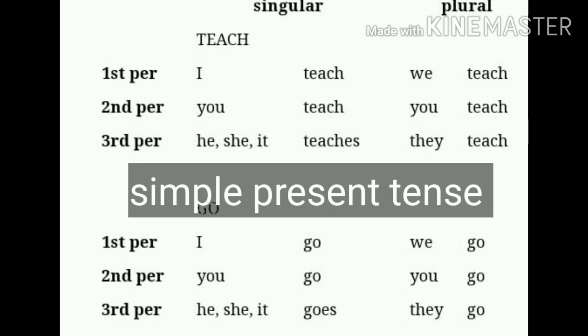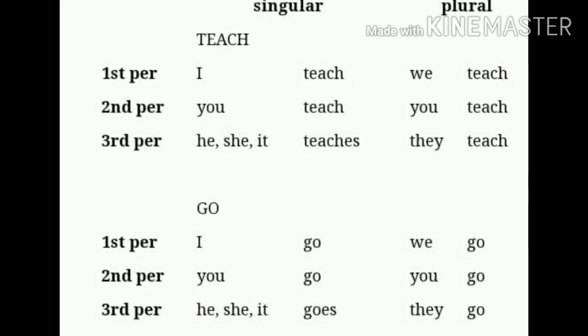Here is the conjugation of the verb teach in the first part and the verb go in the second part. Children, you can take any verb you like. In simple present or present indefinite tense, first person singular number, how do you write? Please see the table. First person singular, I teach. First person plural, we teach. Second person singular, you teach. Second person plural, you teach. Third person singular, he, she, it teaches.